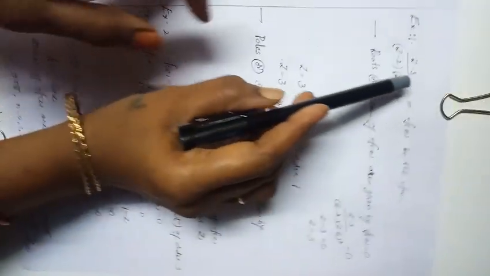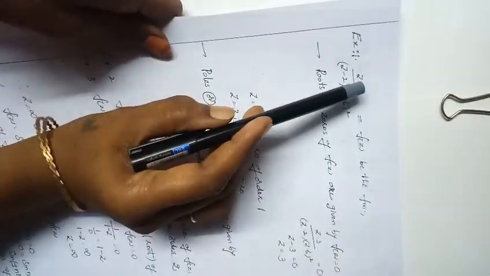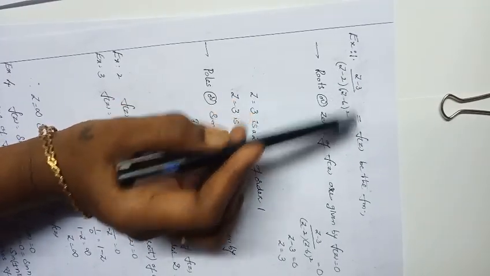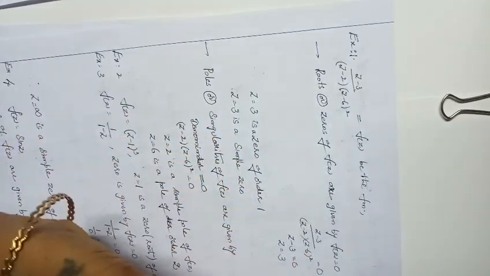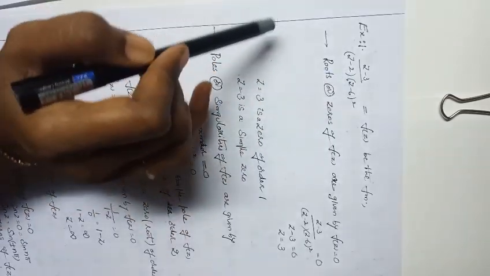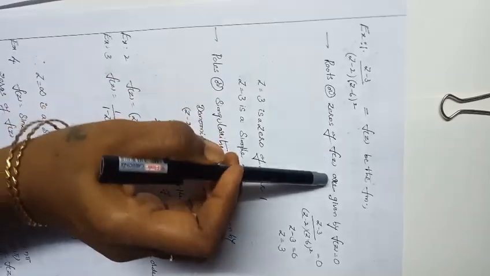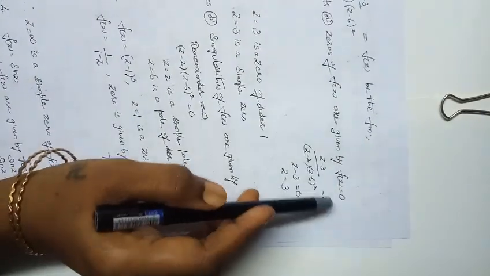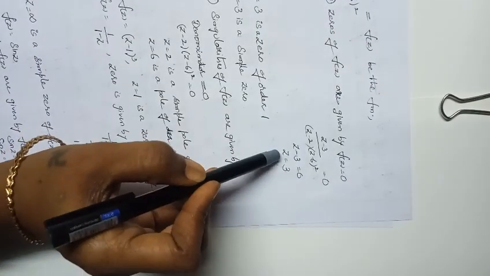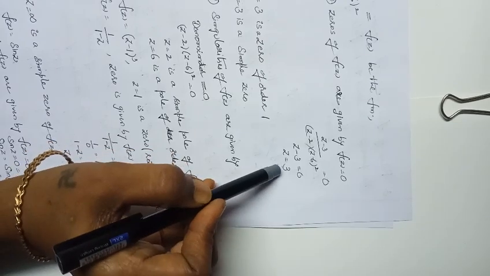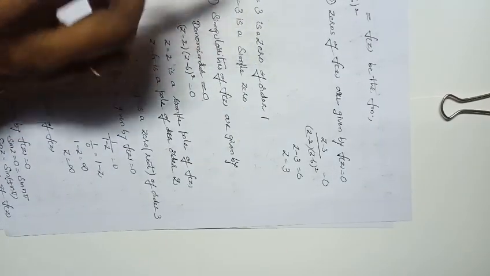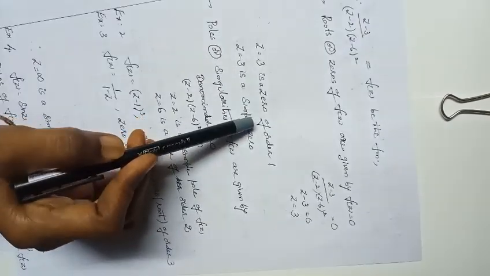For example, this is a fraction form, f of z defined as numerator by denominator. This is called the numerator, this one is the denominator. By taking the total fraction, f of z is the function. Now we need zeros and poles. Zeros of f of z are given by equating the function to 0: z minus 3 equal to 0, so z equal to 3. Z equal to 3 is called a root of the equation or zero of the function. So here z equal to 3 is a zero of order 1.